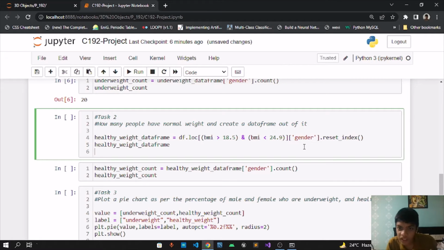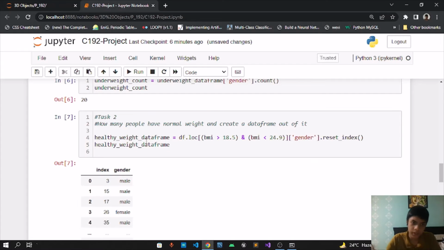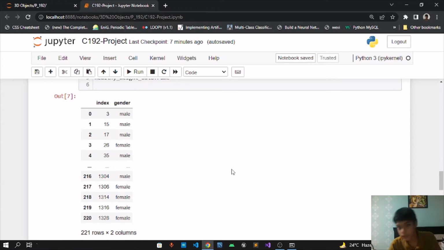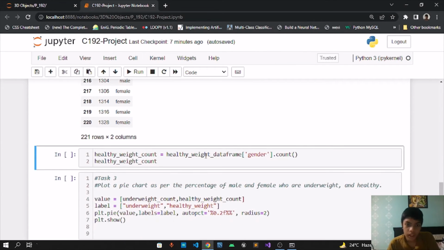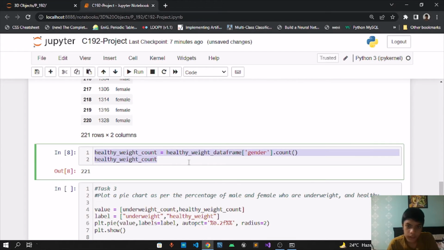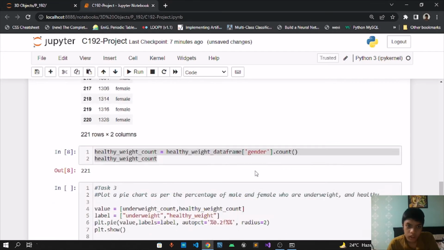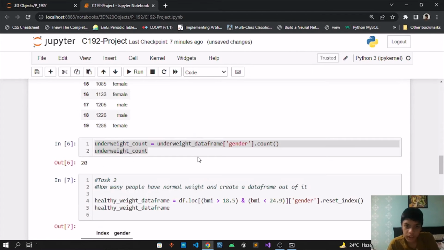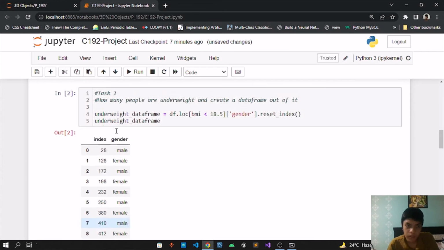And then we are going to get the gender, and we are going to reset the index, and we are printing the data frame. We will display it. So index number 3 has a male person who is healthy, then 26 has a female girl who is healthy. And now let's get the count of the people here. So it's 221. It's similar code to what we used here, but here we are using the healthy weight count from the healthy weight data frame. Here we used it from the underweight data frame, which is this one.